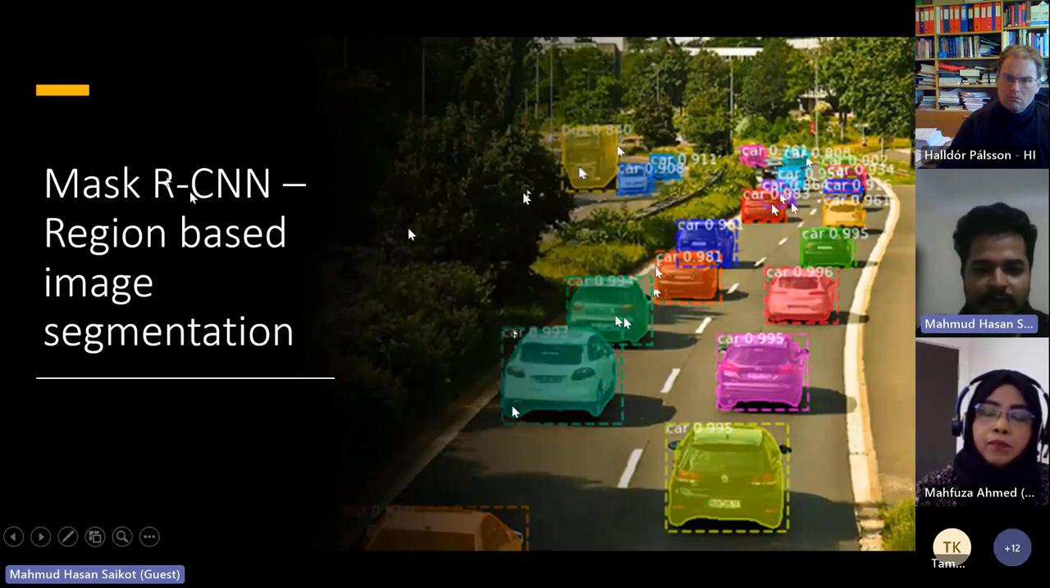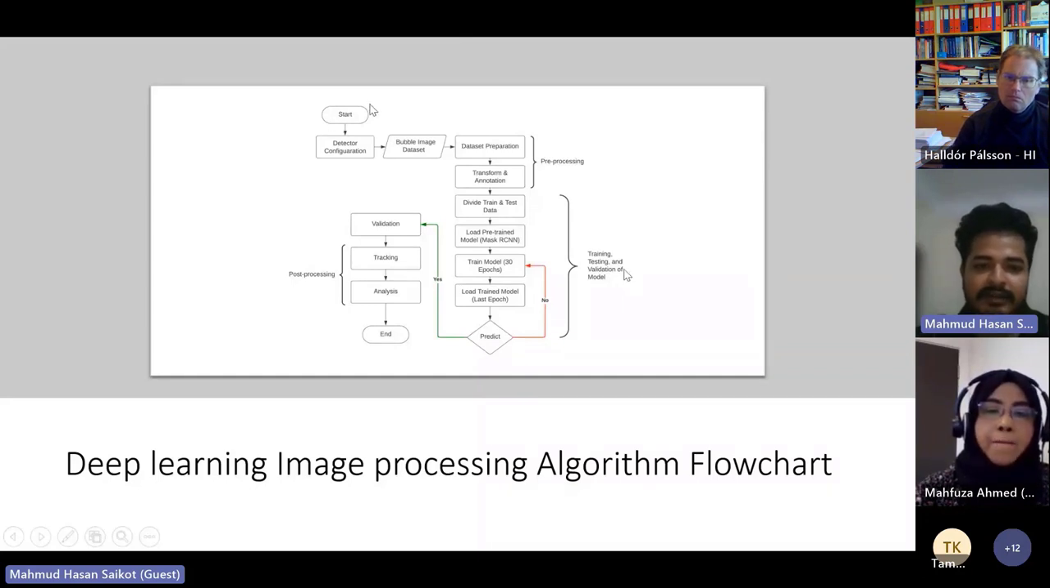Okay, so now let's move on to how our algorithm works. In our algorithm, we first have to configure the detector configuration. That is, we are just telling the algorithm our image height and width and other parameters. We have also fixed them. Then we have taken the bubble image dataset, which is just the experimental video that Mahfuza showed you earlier. And then we have prepared the dataset. For example, we have trimmed the video to work with a workable dataset, so it's not huge. After that, we have also transformed and annotated the dataset. Annotation just means we tell the algorithm that this is the bubble and this is the thing that you are going to look for.